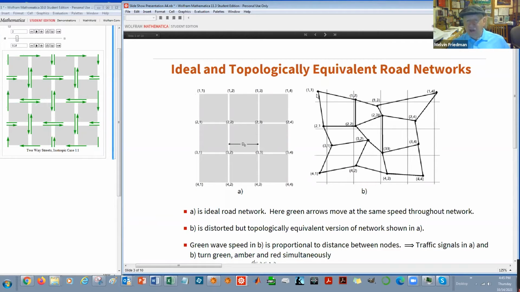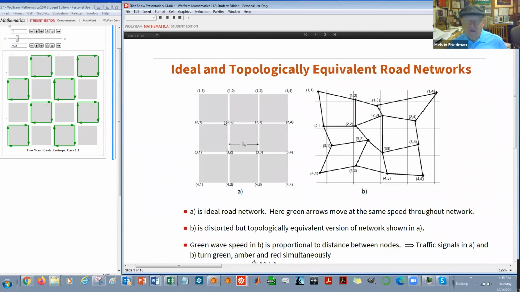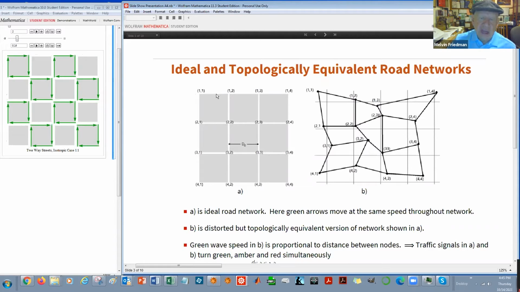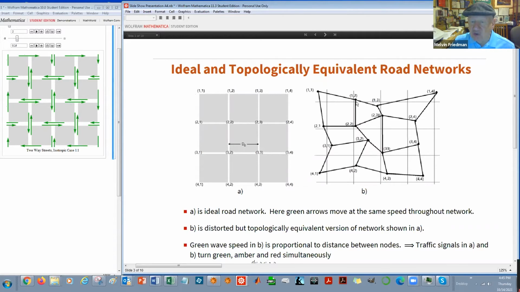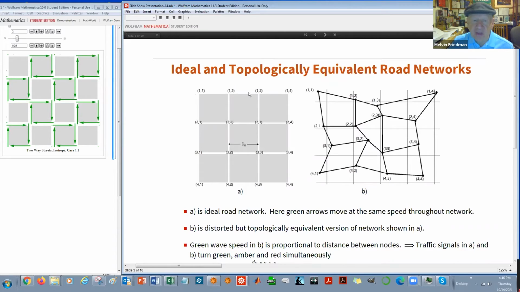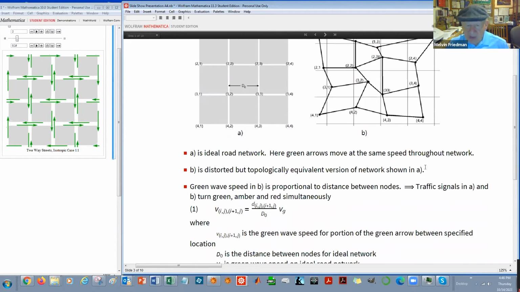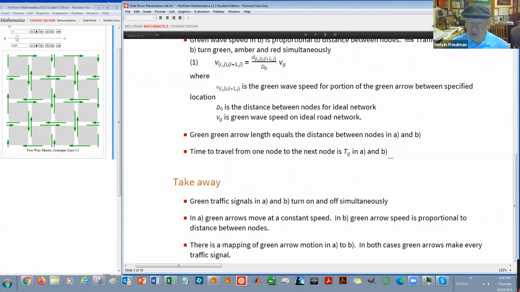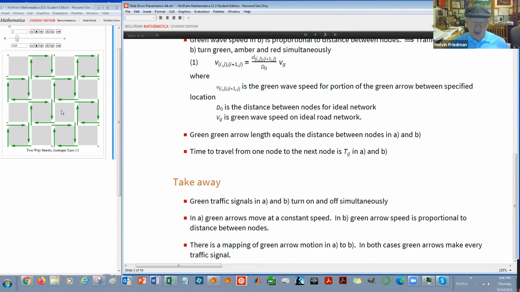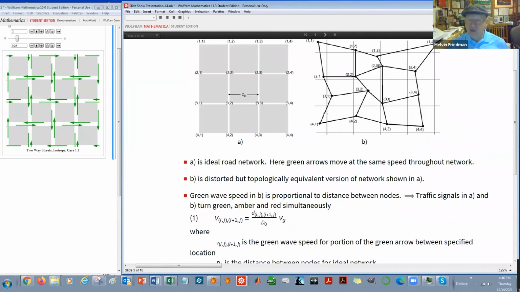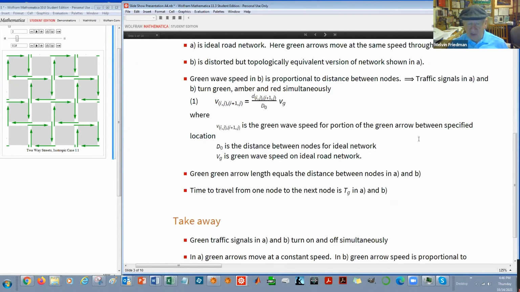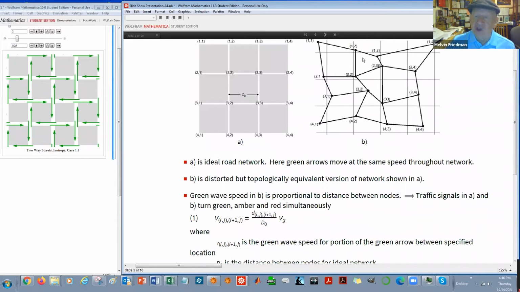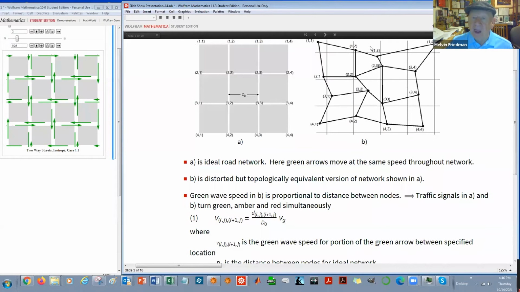So basically, the traffic lights at these nodes turn on and off exactly in sync with the traffic signals on these nodes. The only difference is that here, green arrows move at a constant speed, and here, green arrows move at a speed that's proportional to the ratio of this length to this length. The things I want you to take away are that the green arrows in both the ideal and the real system turn on and off simultaneously. In this one the green arrows move at constant speed; in this one they move at a variable speed that depends on the distance between nodes. If you looked at this picture, you would understand exactly how green arrows were moving in this picture. And with that, I'll go on to the next slide.